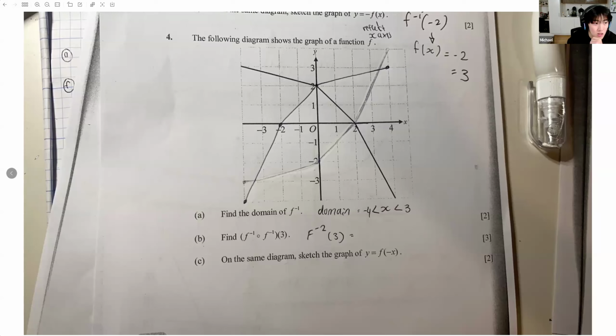Where's the original line? Is this line the original line? Are you seeing the screen share? Yeah. This is the original line. Okay. First of all, domain should be smaller than or equal to 4. Is it not? This is 4, right?